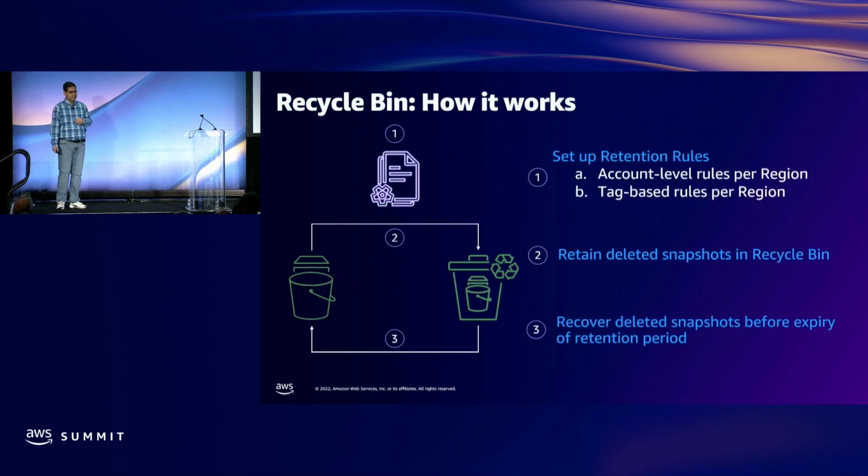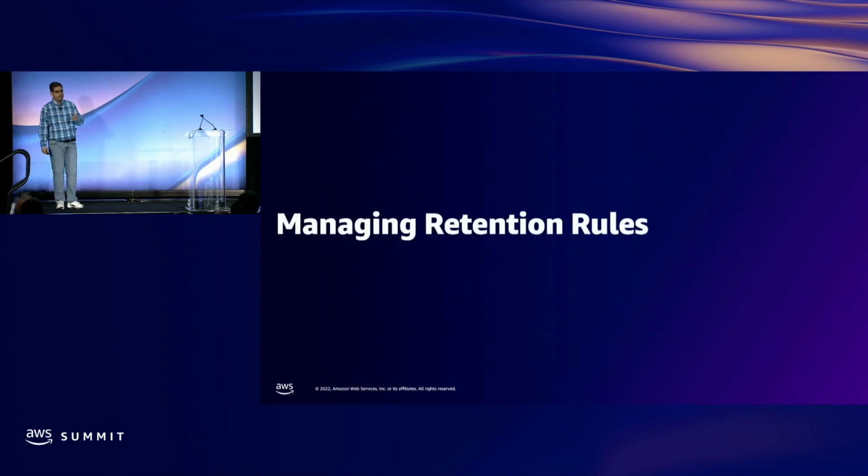So how does it work? Step 1, you can set up the retention rules, either account level or tag level. Step 2, we will retain that deleted snapshot in Recycle Bin based on those rules. And step 3, you can recover those deleted snapshots before expiry of the retention period. Let's walk through all of them. So managing the retention rules.